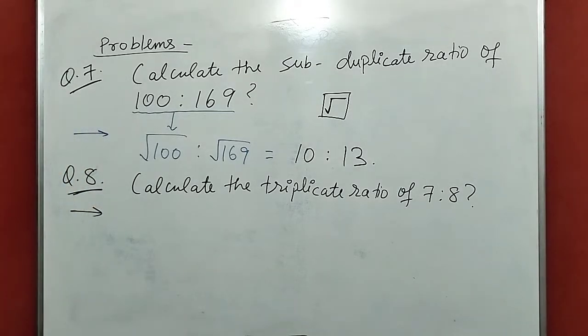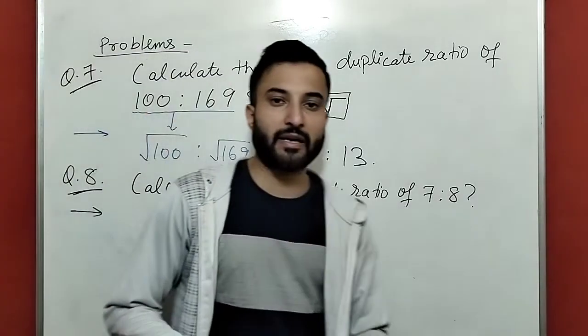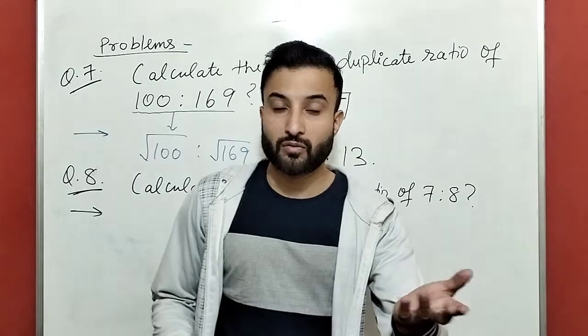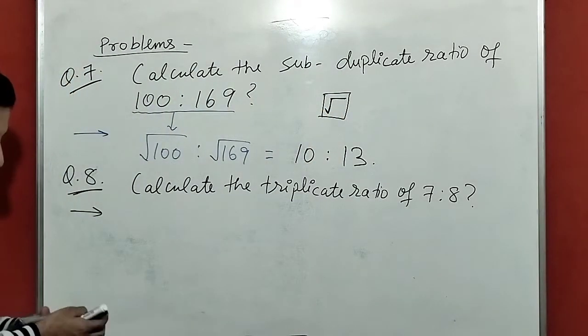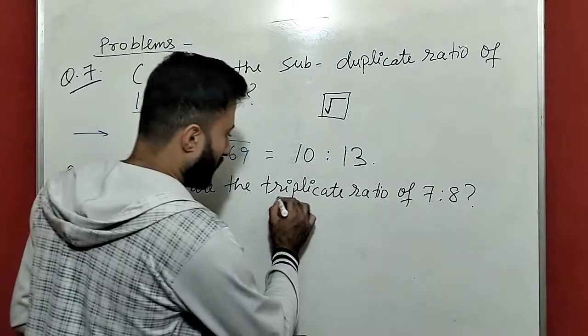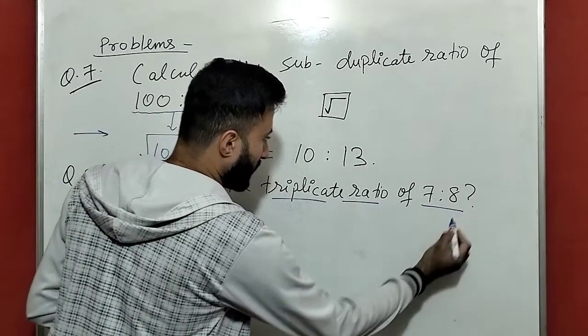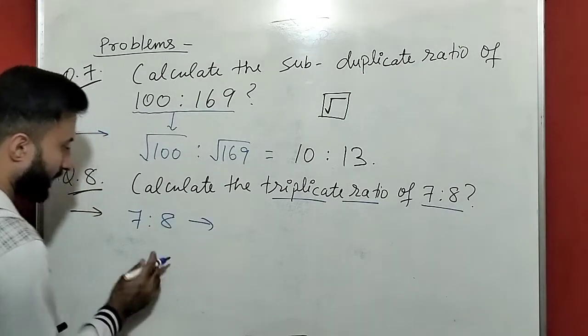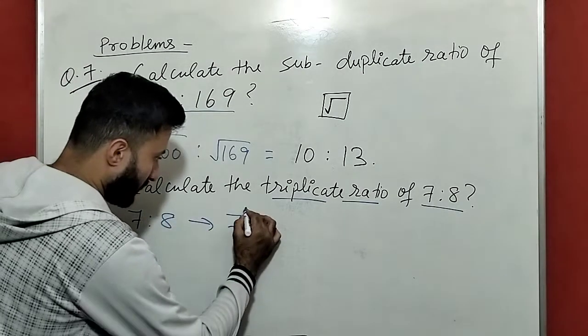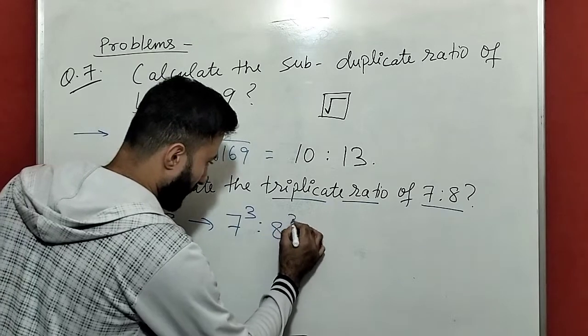So triplicate ratio means what? We are going to find the cube root. Sorry, not cube root, sorry, cube. So triplicate ratio means find the cube of the given number. The given number is 7:8. So triplicate ratio means 7 cube is to 8 cube.